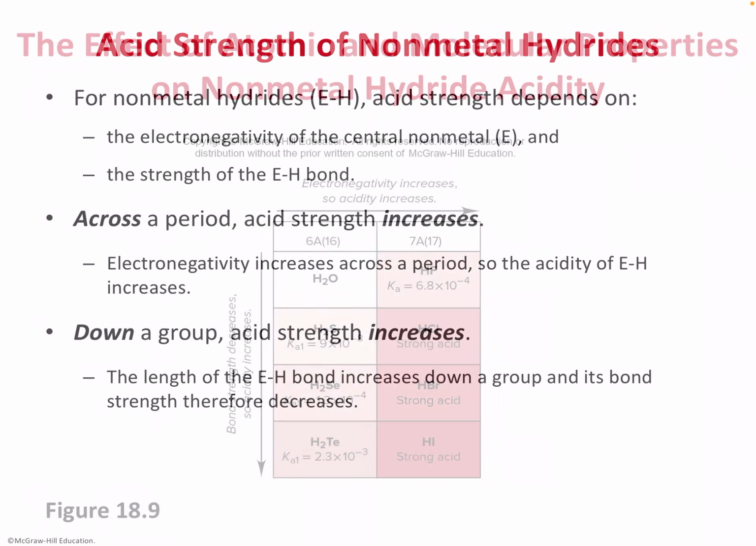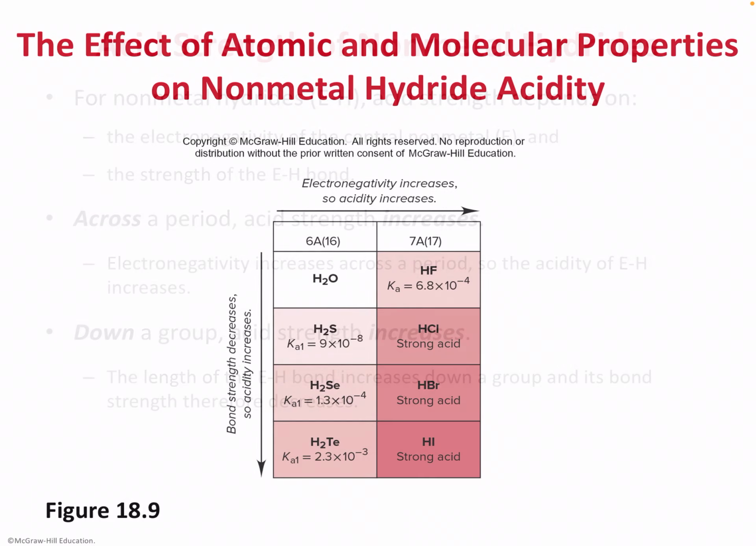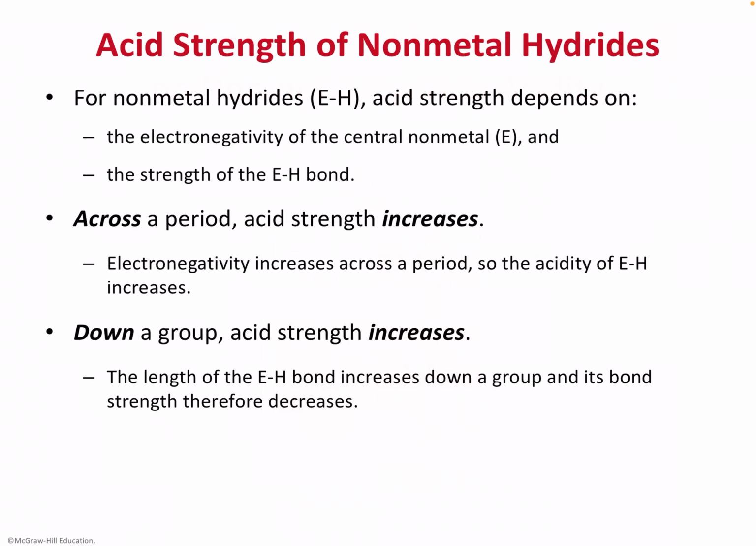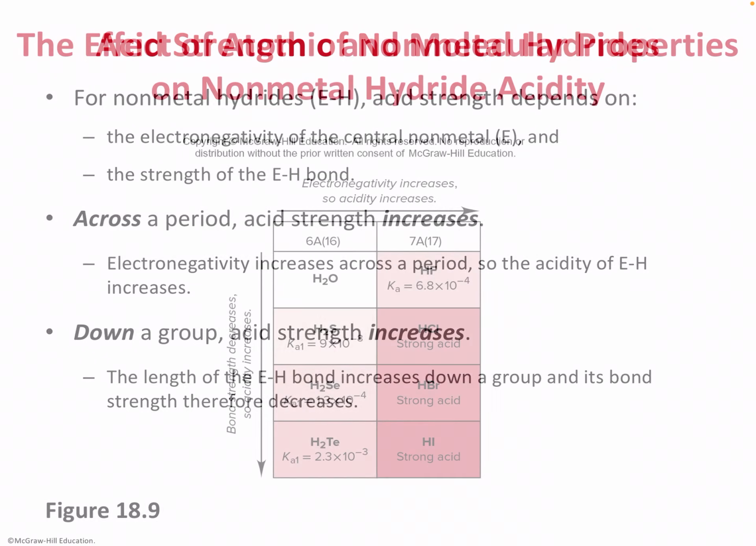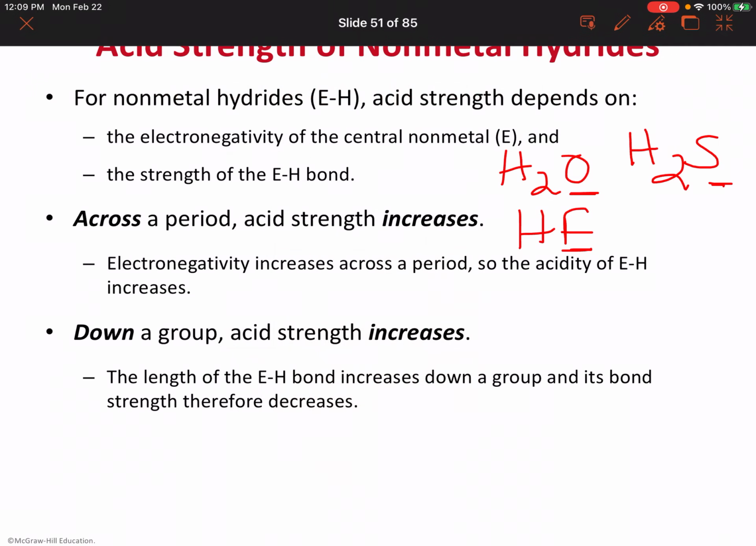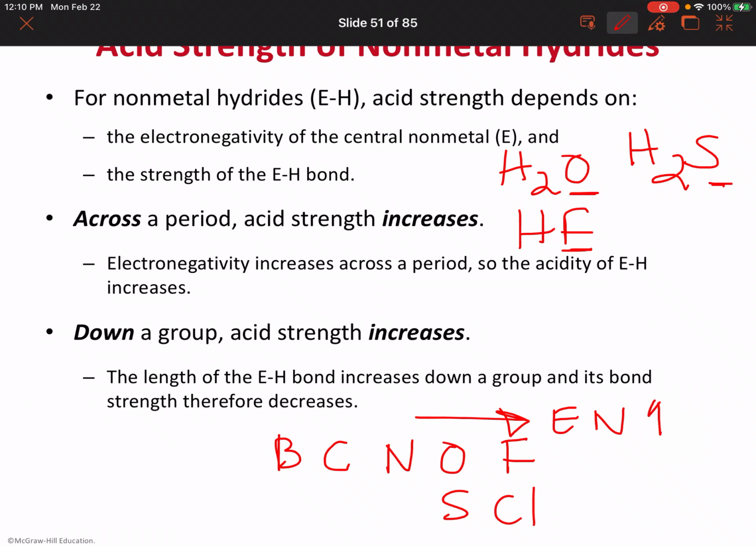So remember the periodic table. Across a period, acid strength increases. Why? Because electronegativity increases across a period. The most electronegative element is fluorine. In period 2, what do we have? We have boron, carbon, nitrogen, oxygen, fluorine, and then the next period we have sulfur, chlorine. So as you go across the periodic table, electronegativity increases.